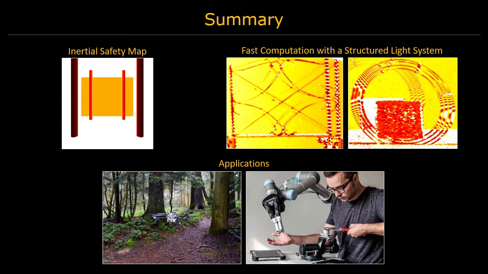In summary, we proposed the inertial safety map, which is a motion-centric scene representation for collision detection. We show that with a structured light system, the inertial safety maps can be computed efficiently. As a result, high-resolution inertial safety maps can be computed in real time. This allows fast detection of extremely thin obstacles, which is important for applications such as drone navigation and co-robots.